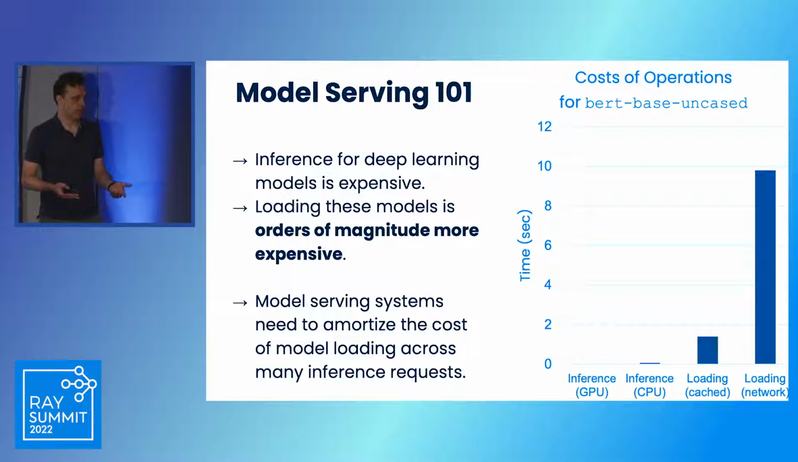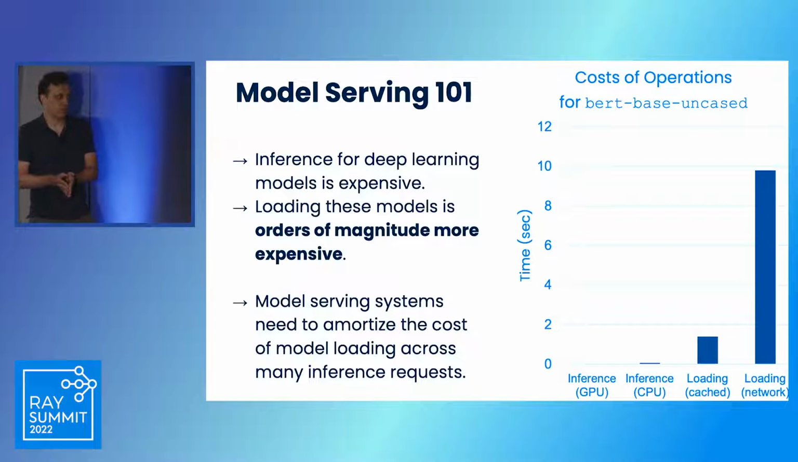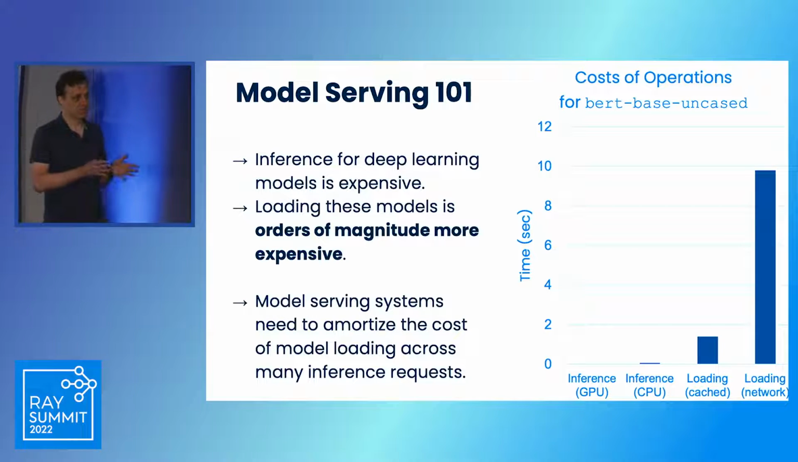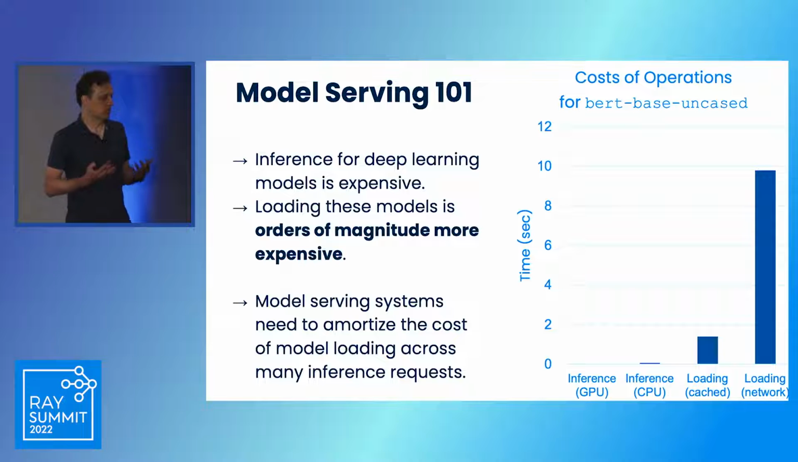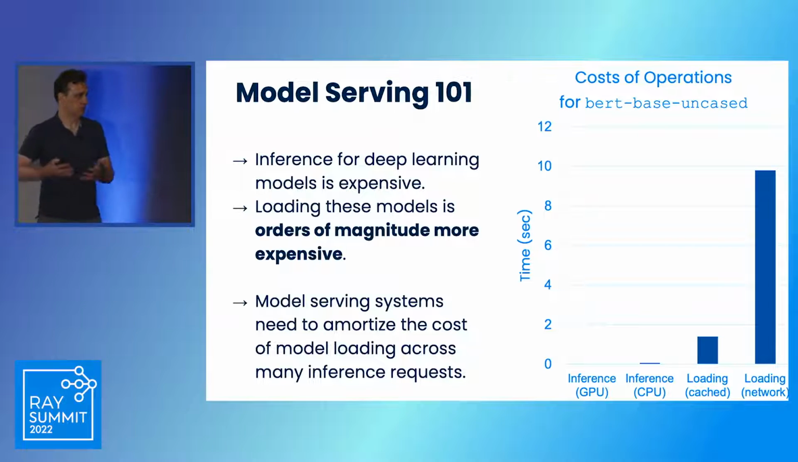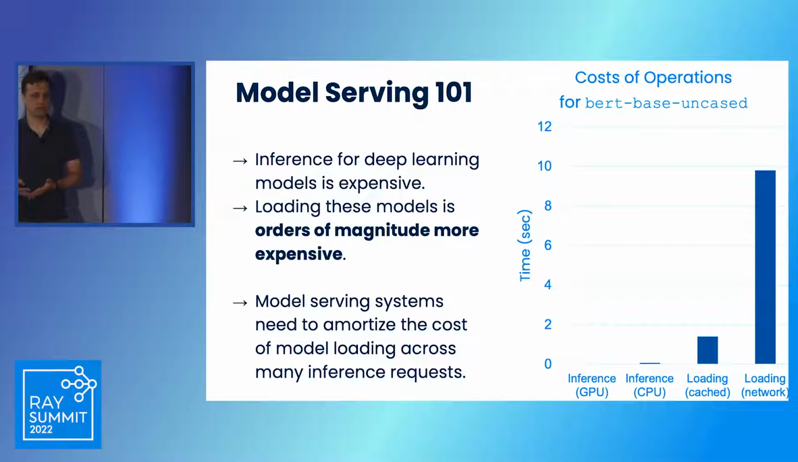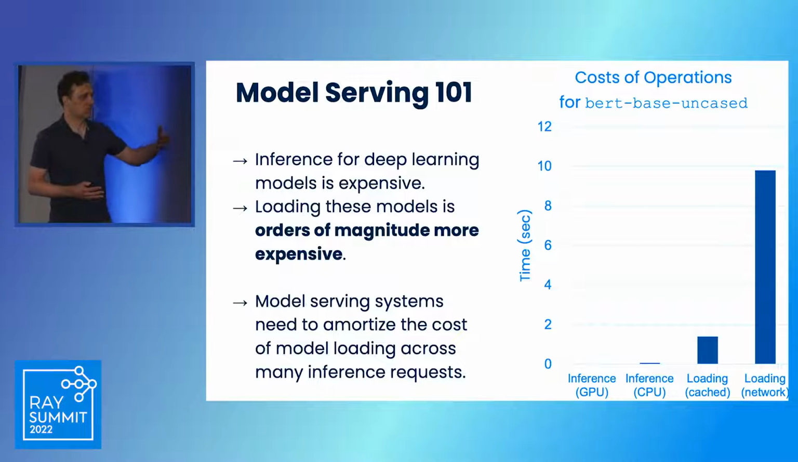Loading the model, on the other hand, if you're loading the model from memory, that is loading it from your local computer's file system buffer cache, you're looking at about 1.5 seconds. And if you need to load that model over the network, say out of an object storage bucket, you'll be lucky to get that done in 10 seconds. So the fastest way to load this model is an order of magnitude slower than the slowest way to run inference. This means that we have to really manage this loading cost if we are going to do inference on these deep learning models in production. We need to make sure that we amortize the cost of loading over many inference requests.